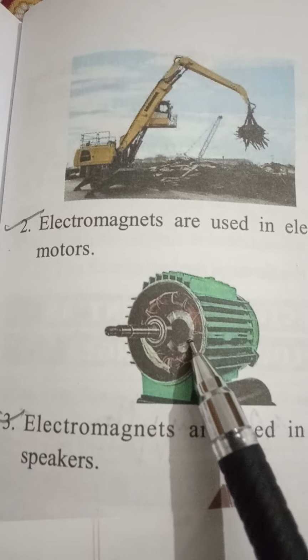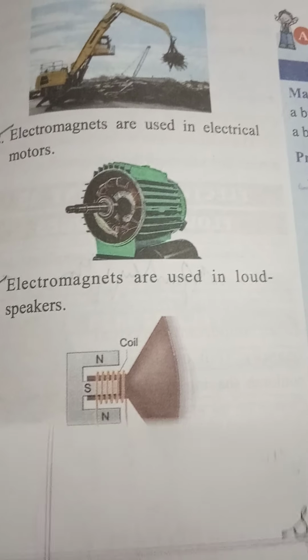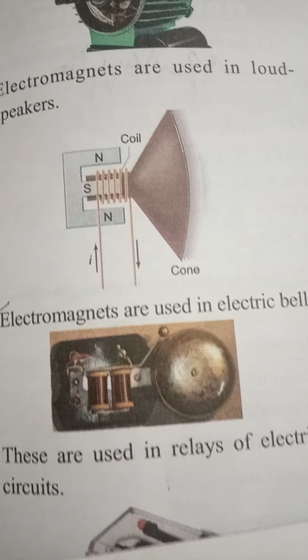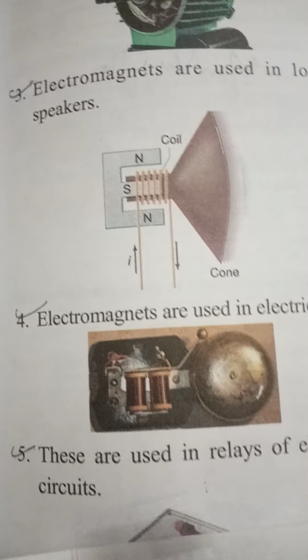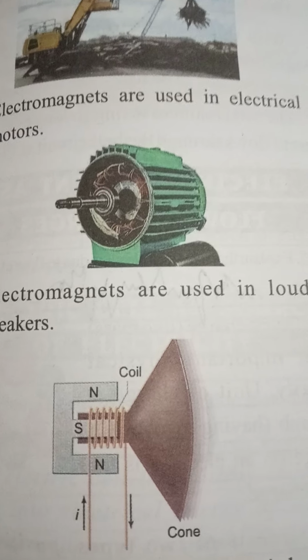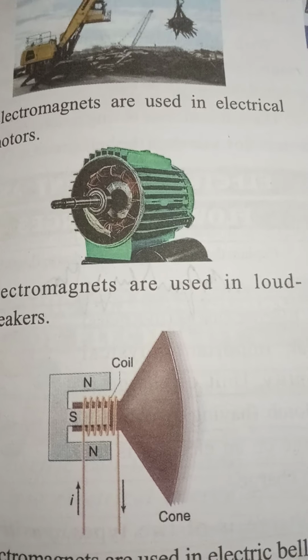Second, electromagnets are used in electric motors. Electromagnets are used in loudspeakers. Electromagnets are used in electric bells, and electromagnets are used in relays of electric circuits. So these questions are very important. Now in the next topic I'll show you how to make an electromagnet, that is a very important one.